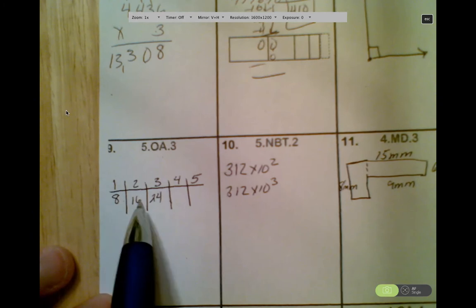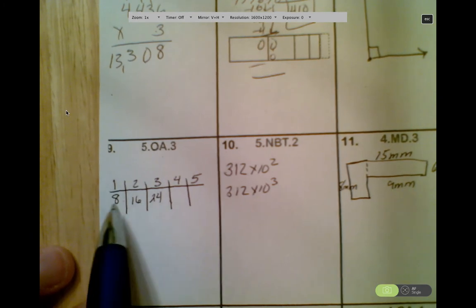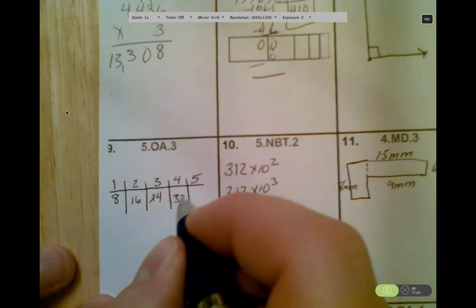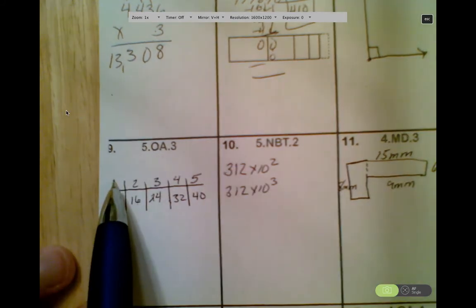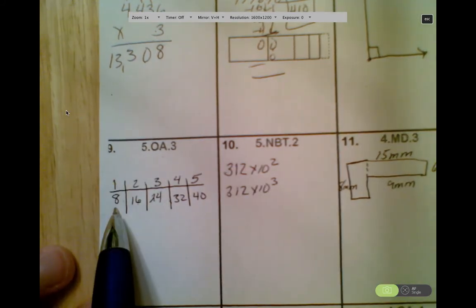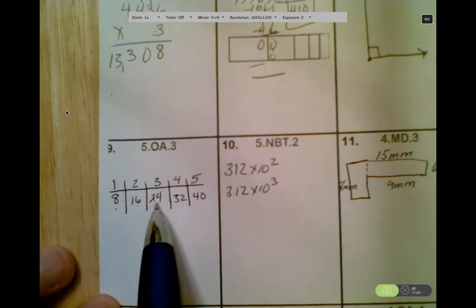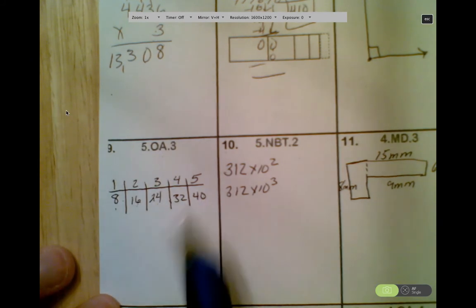If you look at these patterns, this is increasing. It's increasing by 8. That would be 32. This would be 40. Also, you can see that there's a relationship between the number on the top and the number on the bottom. 1 times 8 gives me 8. 2 times 8 is 16. 3 times 8 is 24. 4 times 8 is 32. 5 times 8 is 40.